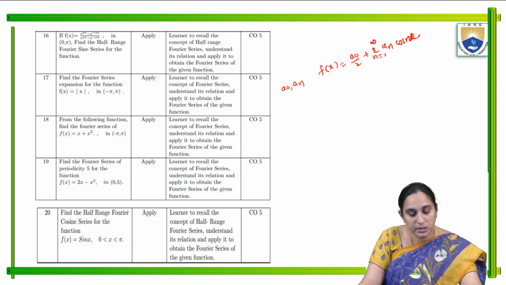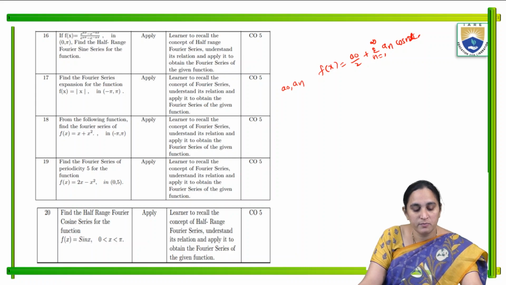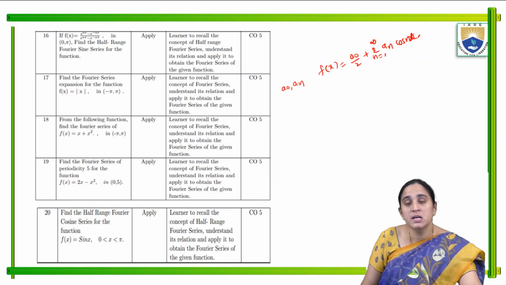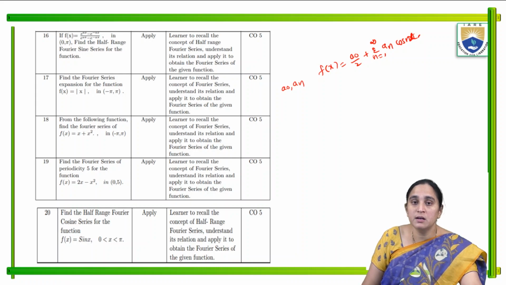Okay, next one, 20th question, find the half range Fourier cosine series for the function f of x is equal to sin x within the limits 0 to pi. Okay, 0 to pi half range cosine series. Write it using that formula and expand sin x. These are the questions that come under the long answer questions from module 4.